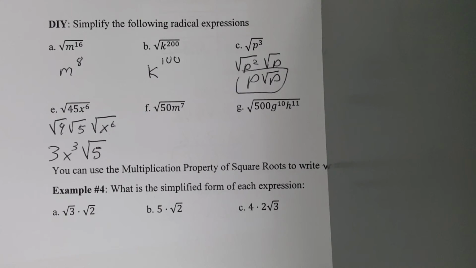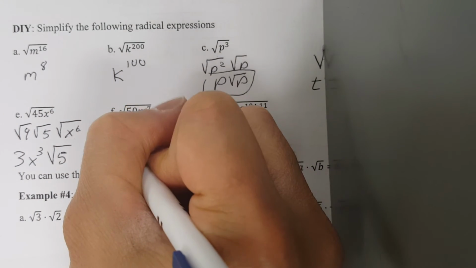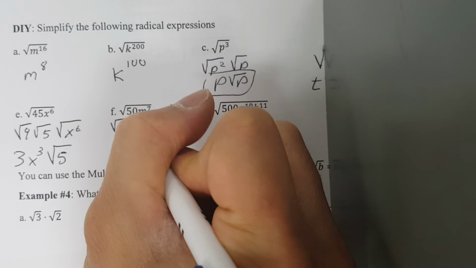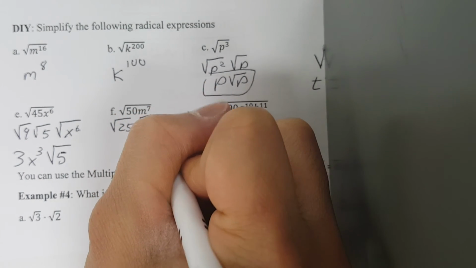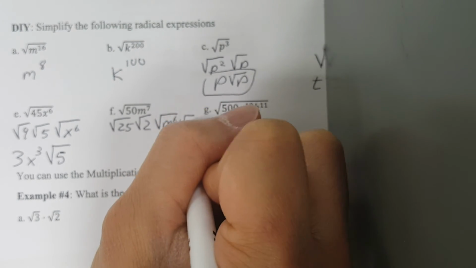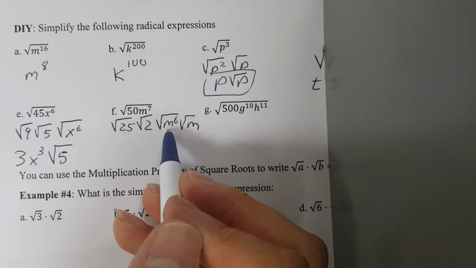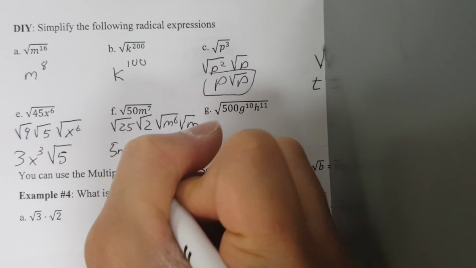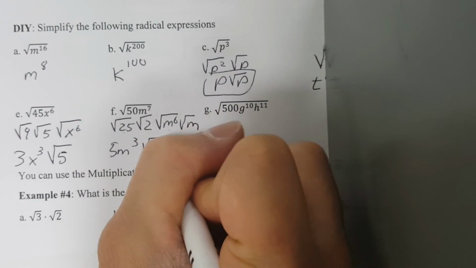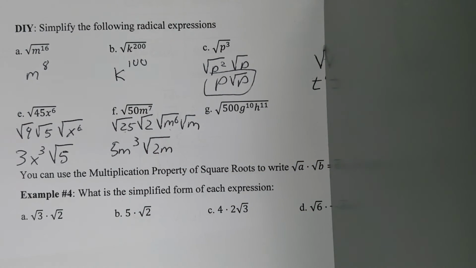Okay. Letter F, 50, m to the 7th. This is radical 25, radical 2. M to the 7th, I take out 1, so I'm left with m to the 6th and m. And so this is 5, and that's m to the third. And so this is 5m cubed, radical 2m. That can't be simplified.